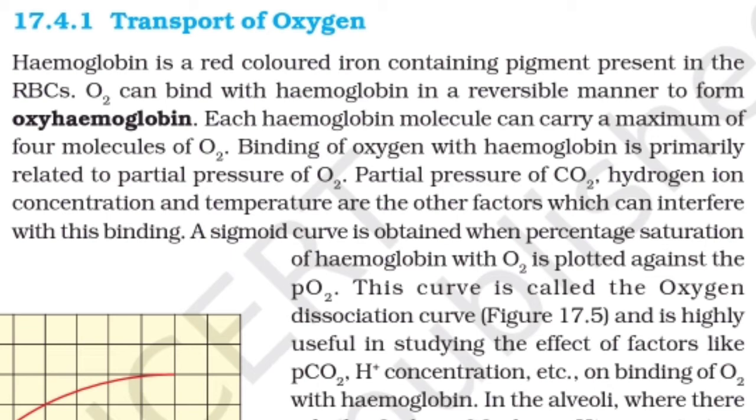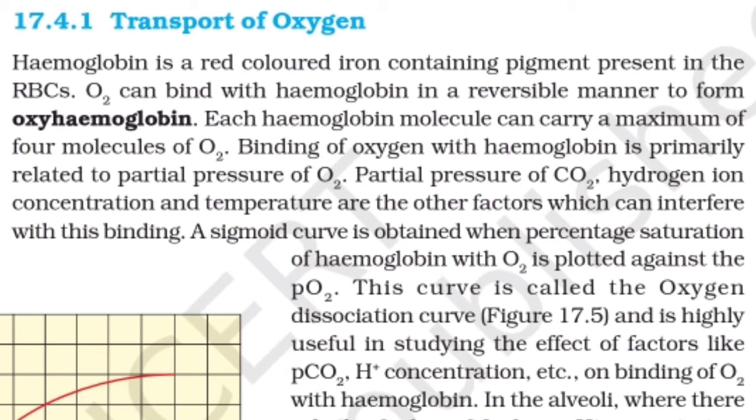17.4.1. Transport of oxygen. Hemoglobin is a red colored iron containing pigment present in the RBCs. O2 can bind with hemoglobin in a reversible manner to form oxyhemoglobin. Each hemoglobin molecule can carry a maximum of 4 molecules of O2. Binding of oxygen with hemoglobin is primarily related to partial pressure of O2. Partial pressure of CO2, hydrogen ion concentration and temperature are the other factors which can interfere with this binding.